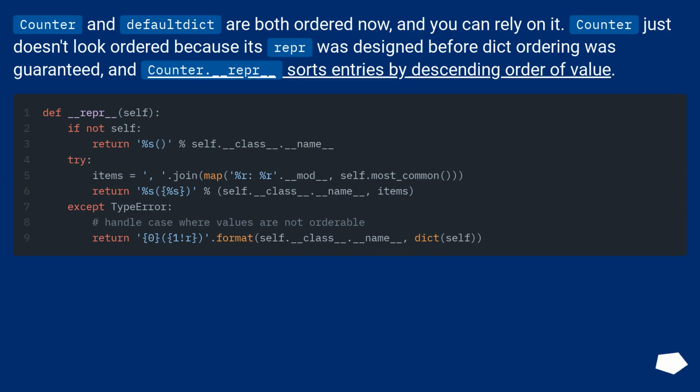Counter and defaultdict are both ordered now, and you can rely on it. Counter just doesn't look ordered because its wrapper was designed before dict ordering was guaranteed, and Counter sorts entries by descending order of value.